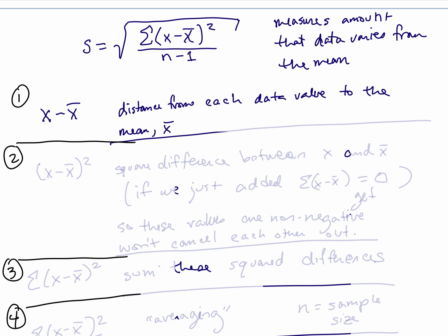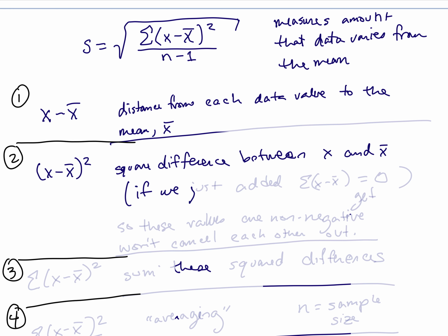Okay, so in the next step, we square those before we add them together. So x minus x bar squared, this is squaring that difference. Why would we do that? So we square the difference between x and x bar, the difference between the data value and the mean. Why? So our next step is to add those differences together. What would happen if we just added without squaring?